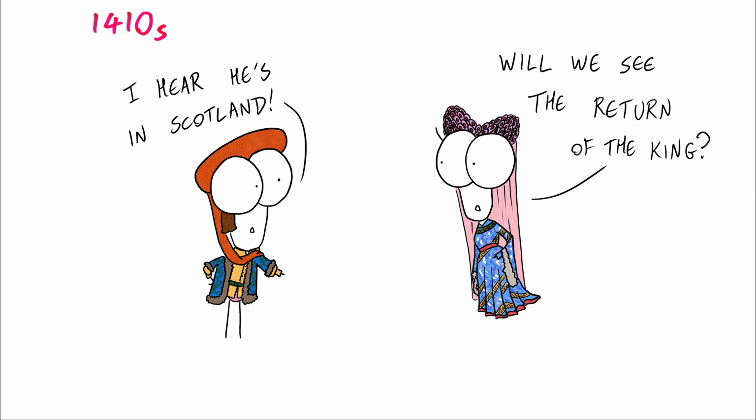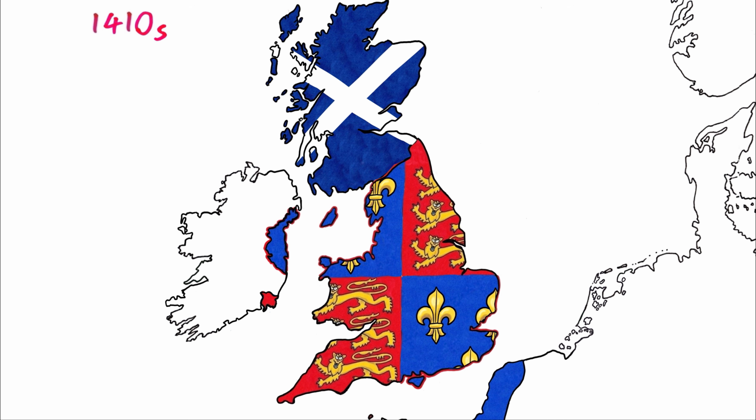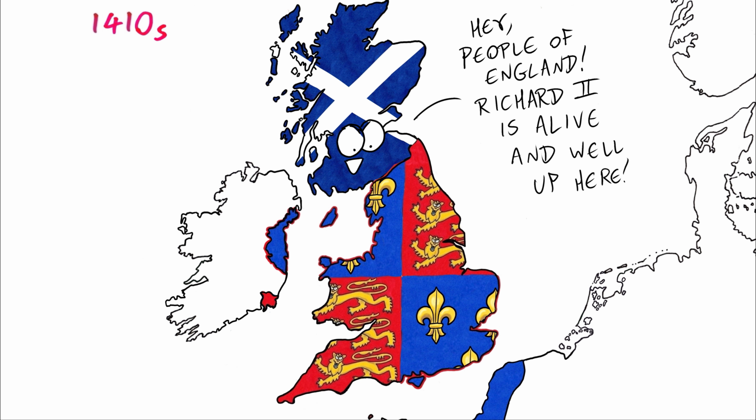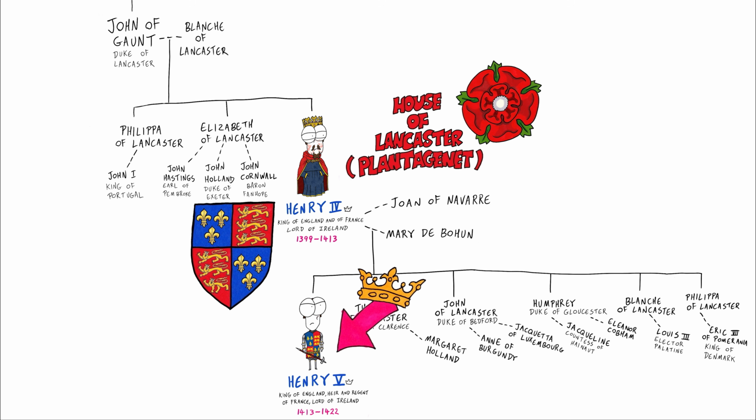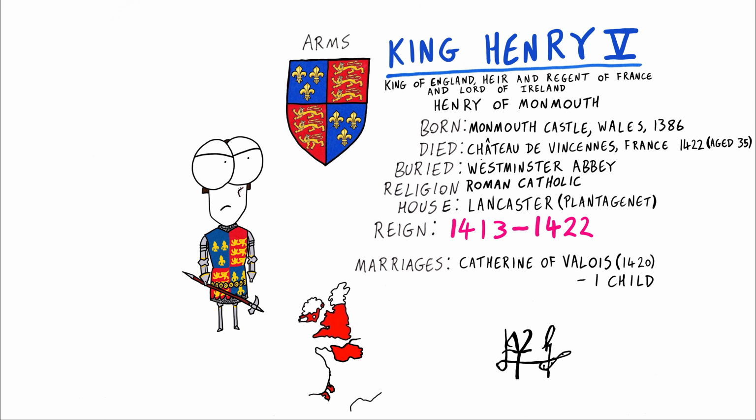As the years went on, persistent rumours of the secret survival of Richard II gained traction, and the Scottish began claiming he was alive and well in the Scottish court, trying to further destabilise England. Henry IV would later die at the age of 45, leaving his son Henry of Monmouth to become Henry V, the new king.